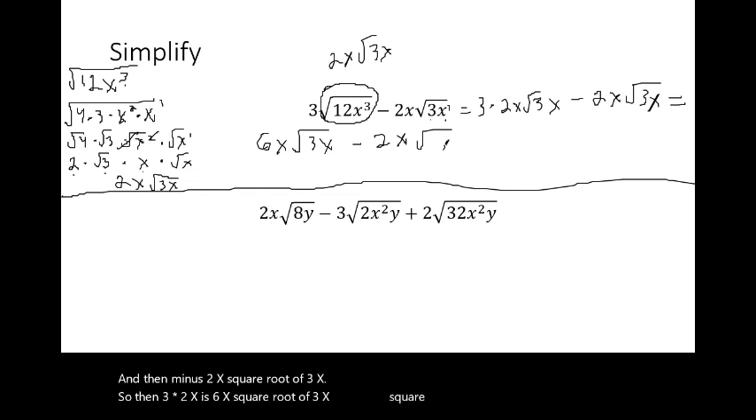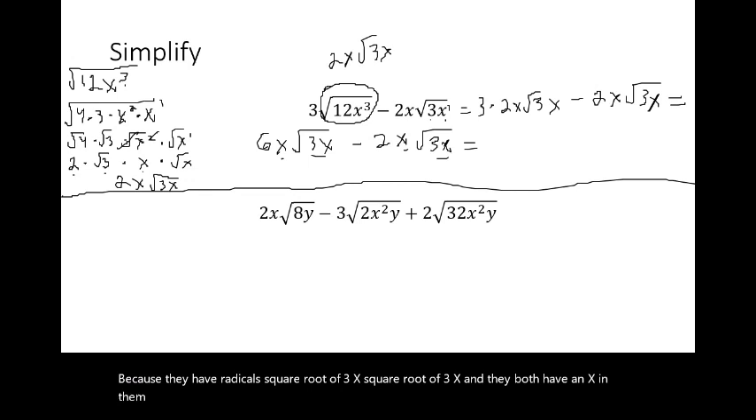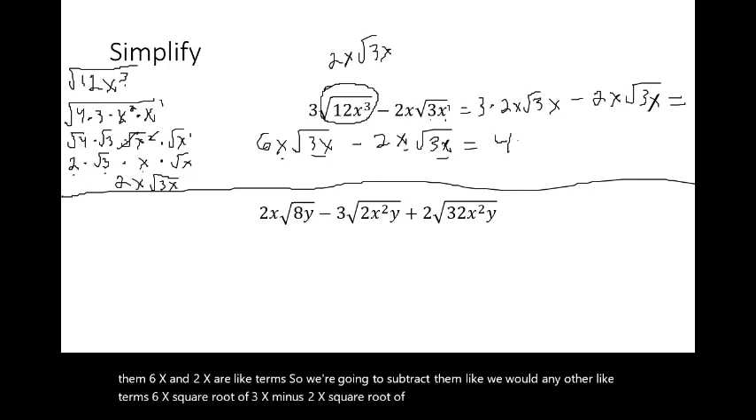And these are actually like terms, because they have like radicals, square root of 3x, square root of 3x, and they both have an x in them. 6x and 2x are like terms. So we're going to subtract them like we would any other like terms. 6x square root of 3x minus 2x square root of 3x is 4x square root of 3x.